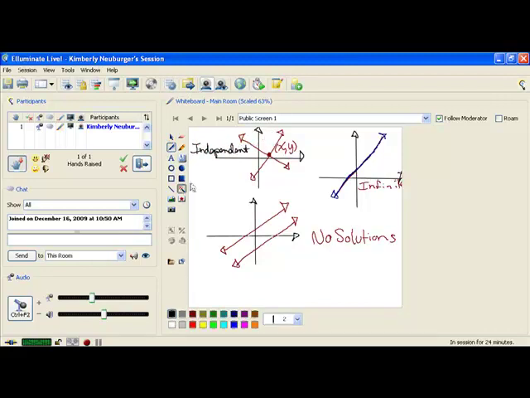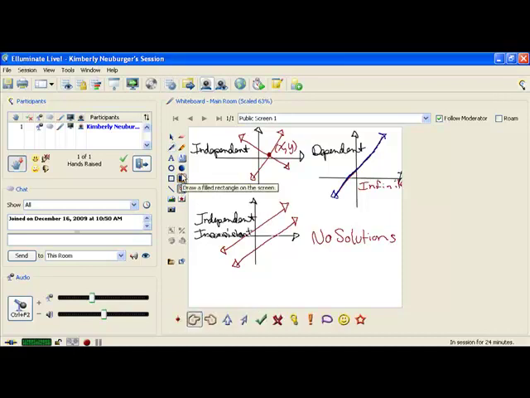The type of situation over here where the lines were the same line and there's an infinite number of solutions, we call dependent. And then this other situation here where they're parallel, we also call independent, but they are inconsistent because they never cross.